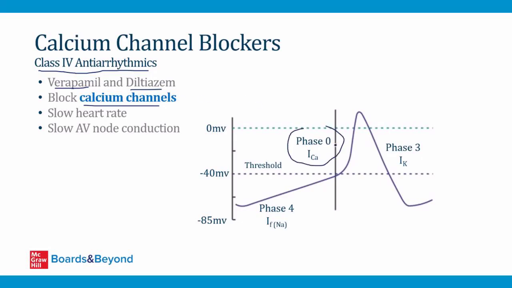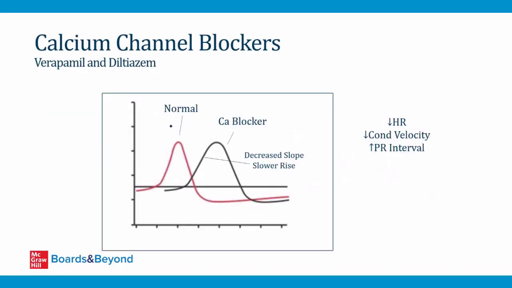So phase 0, shown here, this portion of the pacemaker action potential depends on the movement of calcium. So when these drugs block calcium channels, that slows down this phase of the action potential and makes the whole action potential take longer to occur. When action potentials take longer to occur in the SA node, that will slow the heart rate. And when action potentials take longer to occur in the AV node, that will slow AV node conduction.